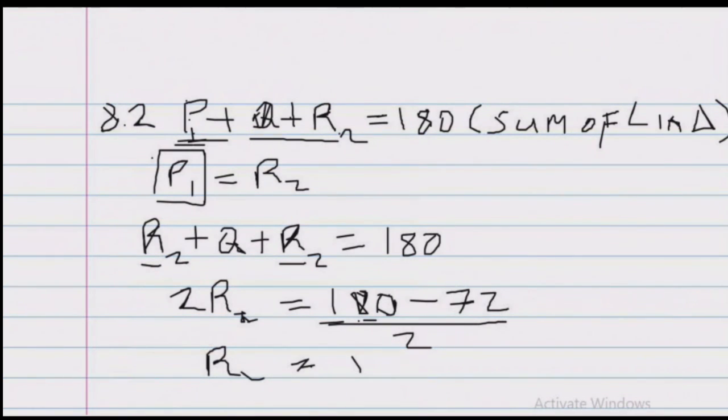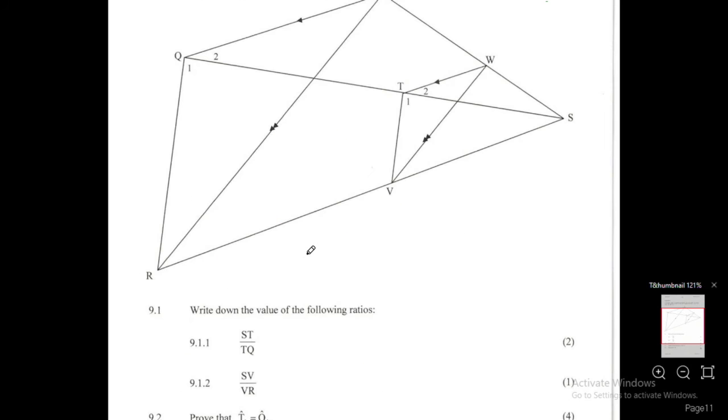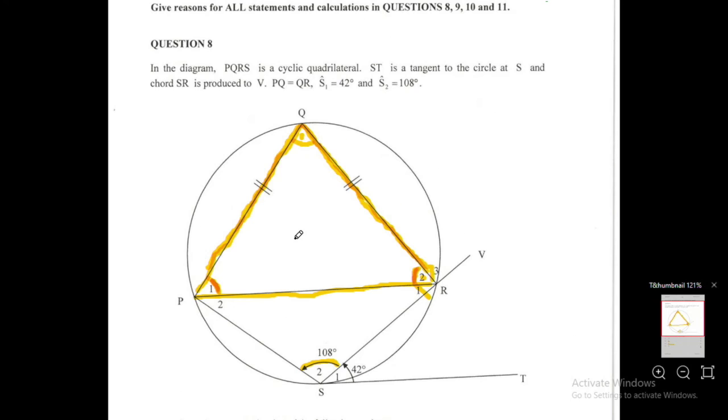All right, let's have a look at 8.3. Now 8.3, we need to find the size of P2. Let's go and have a look where P2 is. If this is P2, so they need us to find the size of that P2.